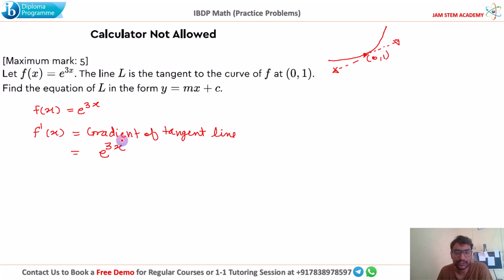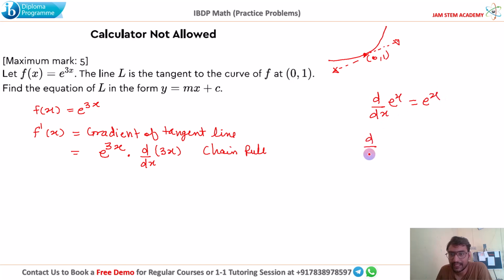But you have to use the chain rule because it is not x. So you have to take the derivative of 3x also. This is called the chain rule. I'm using the chain rule to get my answer here. For the derivative of e raised to the power x, it is simply e raised to the power x. But if you have the derivative of e raised to any other function, let's call it g(x), the derivative will be e raised to g(x) as it is, but you have to multiply this with the derivative of g(x), which is g prime(x).